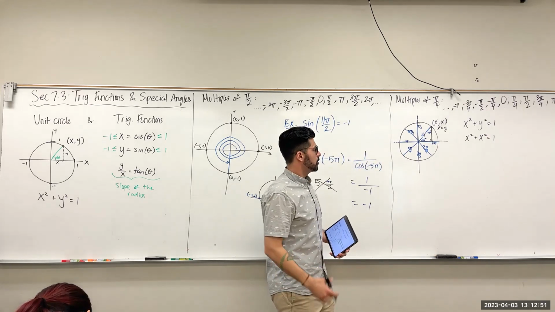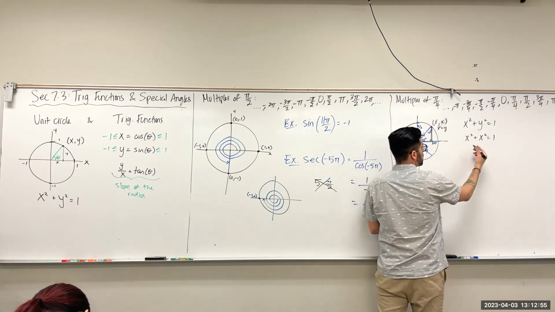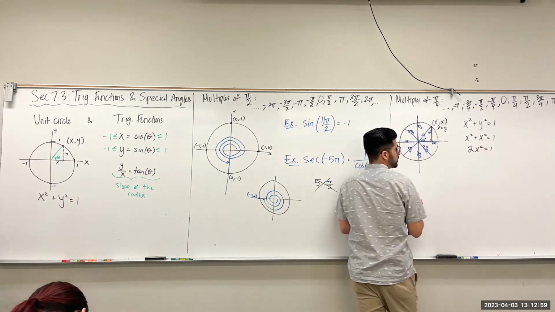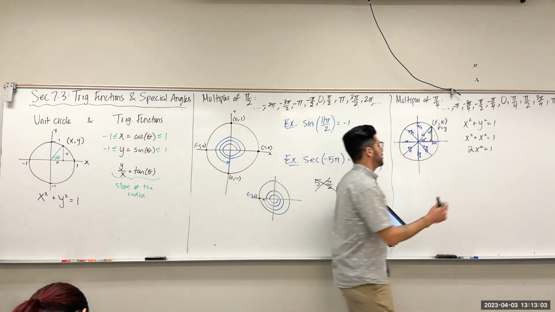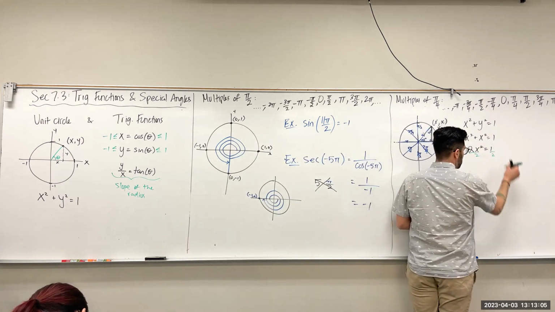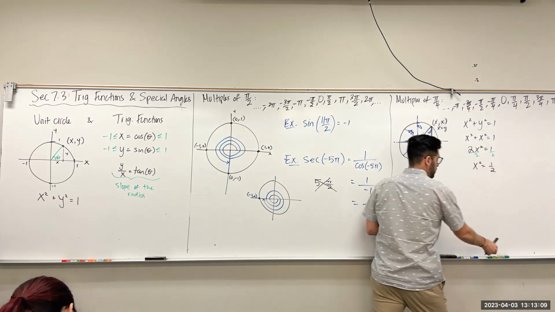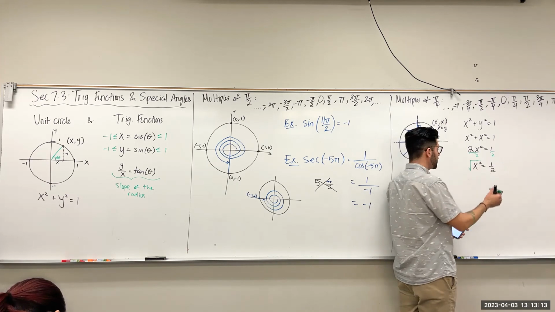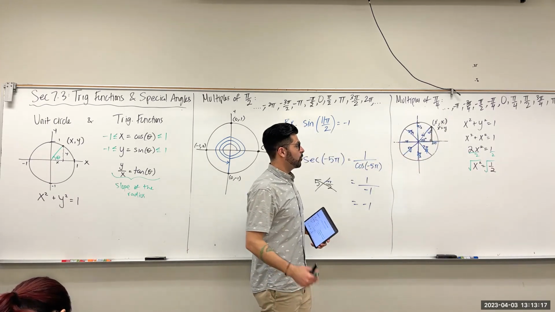Okay. Do a little bit of algebra. What does the left side become? Equals 1. Let's solve for x. Divide by 2. We get x squared equals 1/2. And then finally, we're going to root it. Okay, we took the square root.